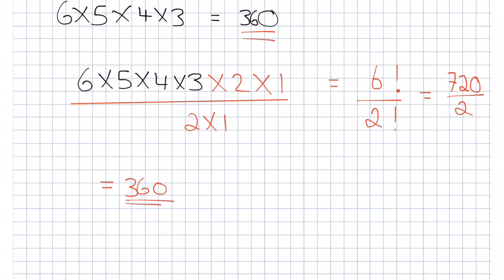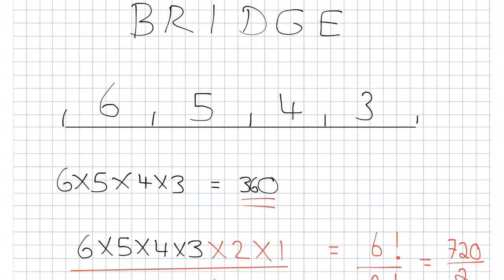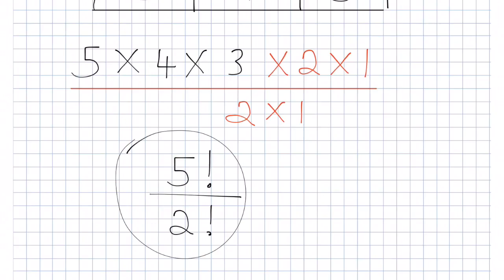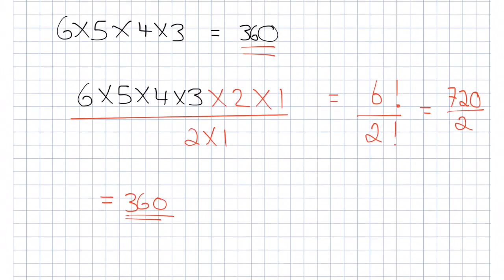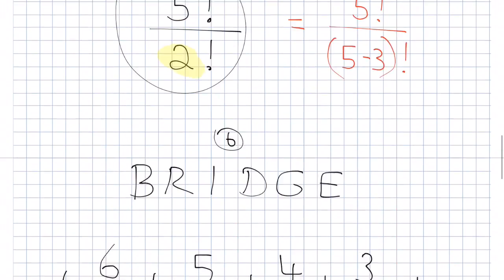So what if we want a general way of looking at this? In the previous example, we had 5 factorial over 2 factorial. How did I know to stop at 2 factorial? Well, what is 2? 2 could be written as 5 minus 3, because 5 minus 3 is 2. And I'll explain why I'm doing that in 1 second. I'll just do that with this one as well. 6 factorial over 2 factorial. Why 2 factorial here as well? Well, I could write that as 6 factorial over 6 minus 4 factorial, because what's 6 minus 4? 2. And maybe you'll notice a pattern here if I go back up to the other one.